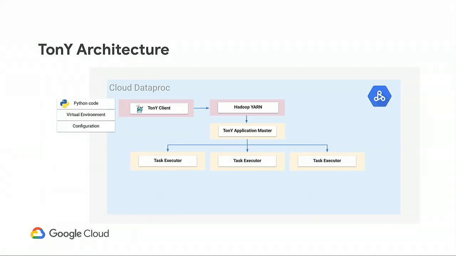Then you have your task executors. The task executors are actually your machine learning code that is executing, and they are based on the resources that you requested. Those are Yarn containers. So the task executors are going to be your machine learning code that is actually executing.